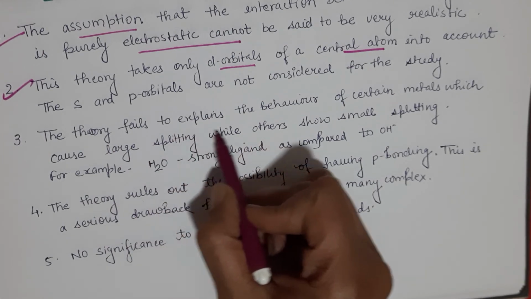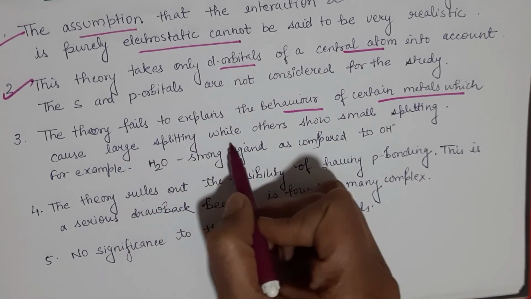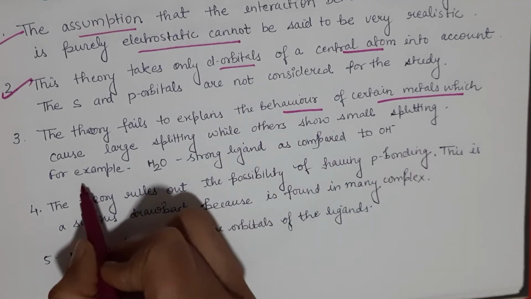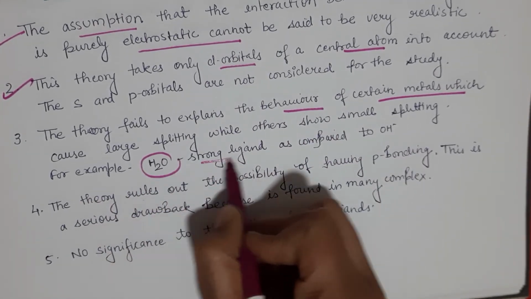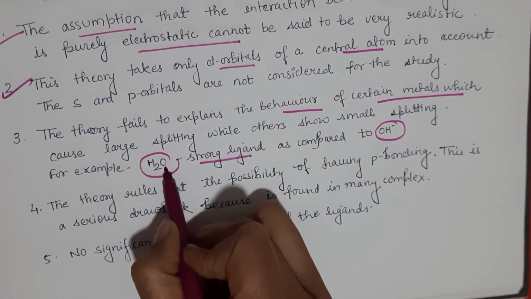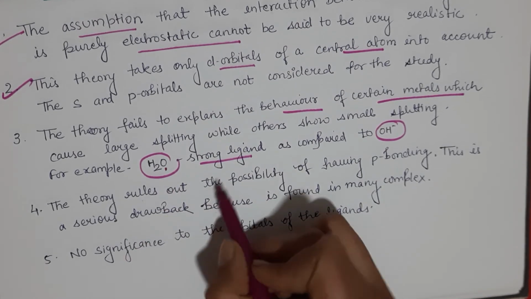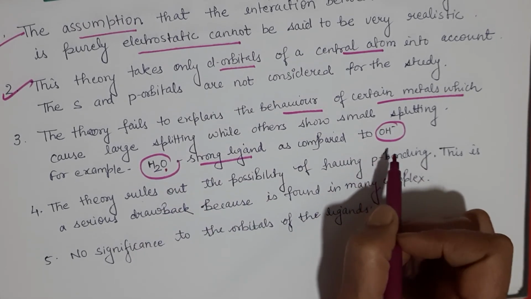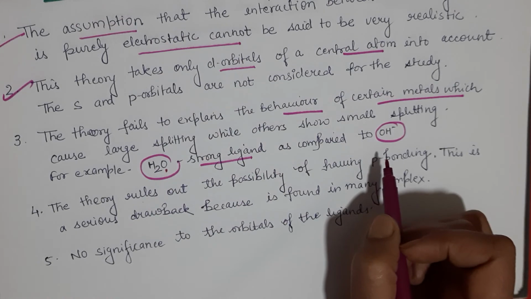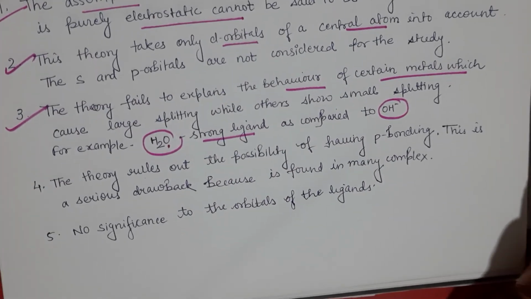The theory fails to explain the behavior of certain ligands which cause large splitting while the others show small splitting. For example, H2O is a strong ligand as compared to OH. In both cases, the oxygen is making a bond with the central metal atom, but H2O is a little bit stronger as compared to OH negative. The crystal field theory has not explained this type of confusion, so it's a limitation.